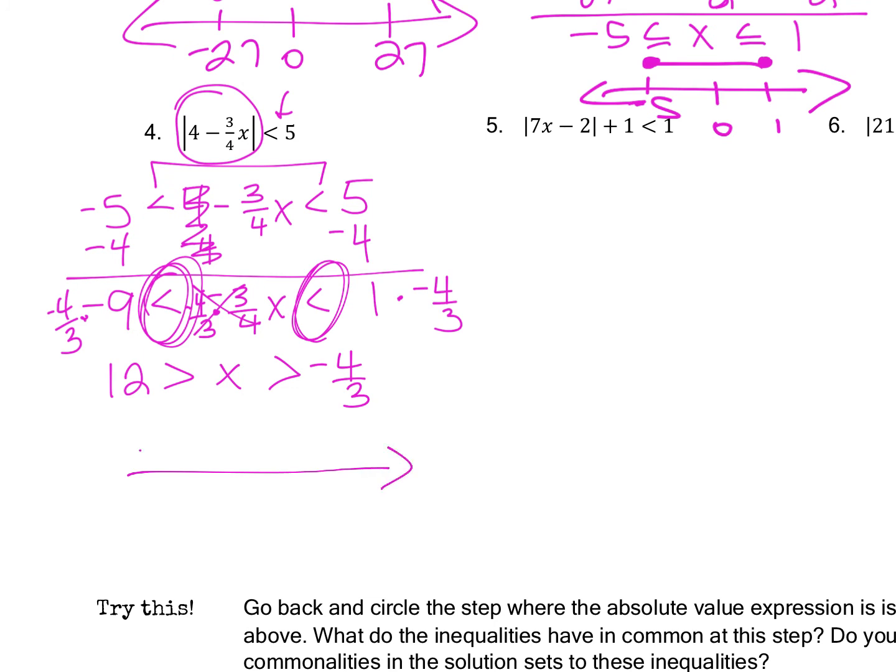So graphing it, we have a 0, we have negative 4/3, and we have positive 12. Notice it doesn't include them. It says x is greater than negative 4/3, so it should be to the right, and less than 12 to the left. So they should be connecting with 2 open points because it doesn't include it.